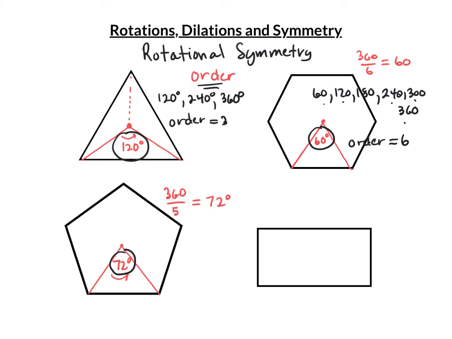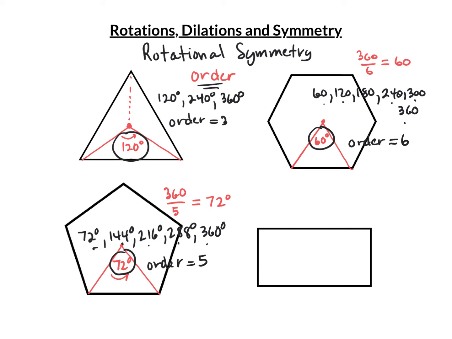For the pentagon, I could rotate it 72 degrees, 144 degrees. Another 72 would be 216 degrees. Another 72 would be 288 degrees. And then 360 degrees. 1, 2, 3, 4, 5. The order is 5.